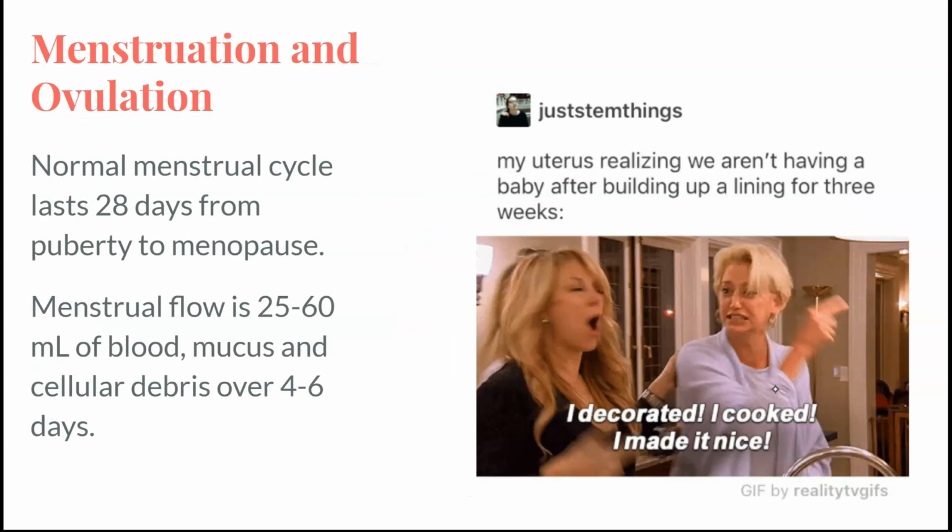The normal menstrual cycle is about 28 days, okay? So that is from the first day of menstrual flow to the next menstrual flow, okay? Menstrual flow is about 25 to 60 milliliters of blood, mucus, and other cellular debris, okay? The uterus is a pretty wild place where it will kind of make itself a very loving, nurturing home for a future baby, and then it sort of just throws a temper tantrum when it realizes that no baby was made.